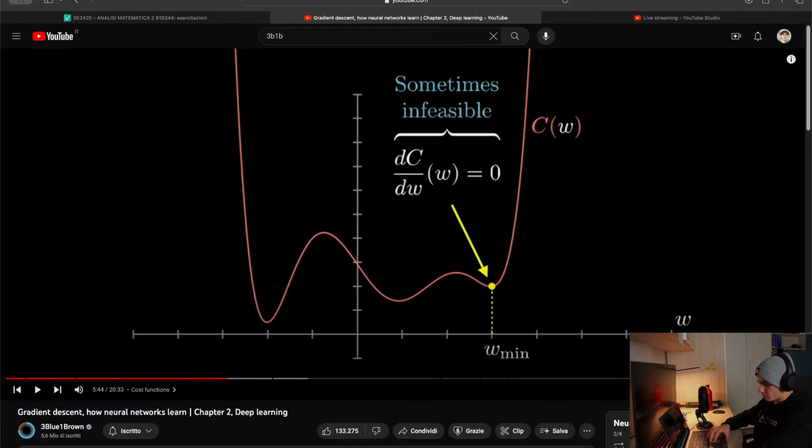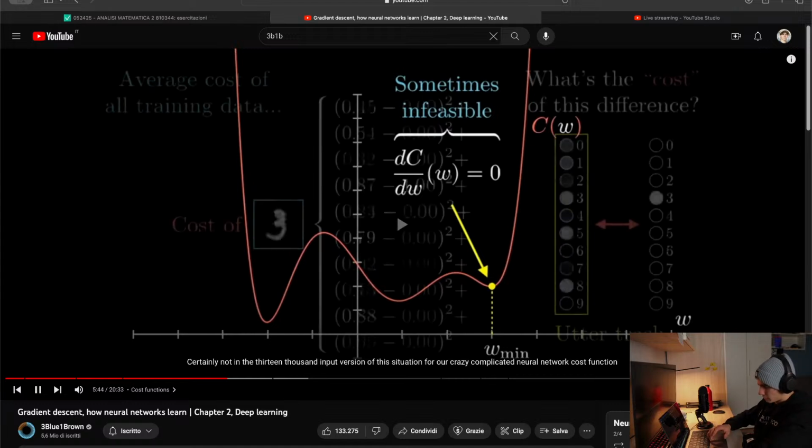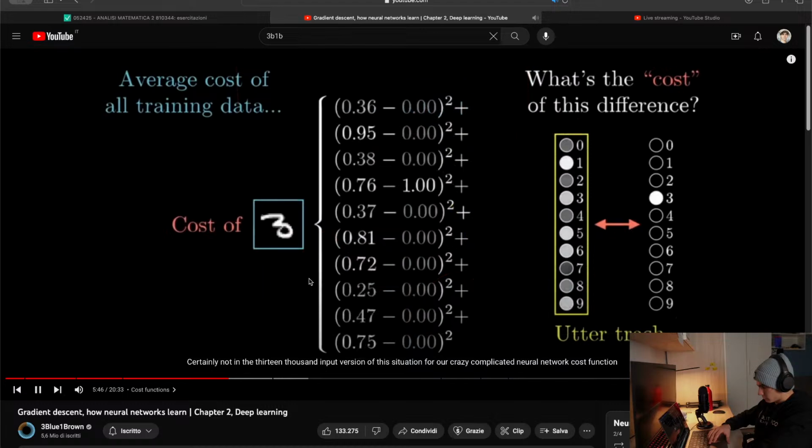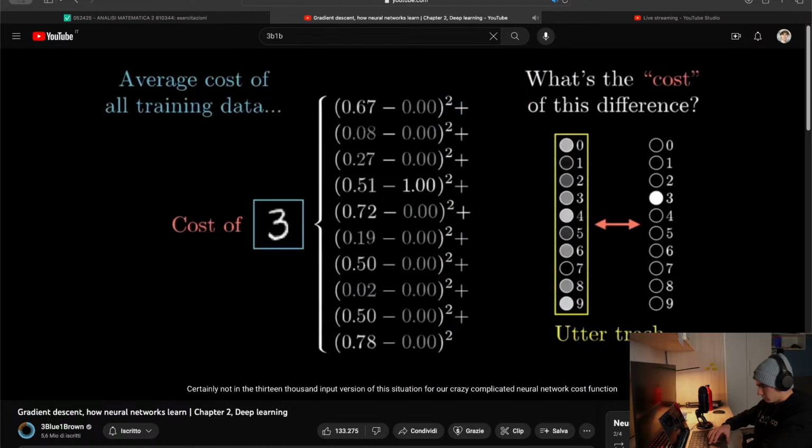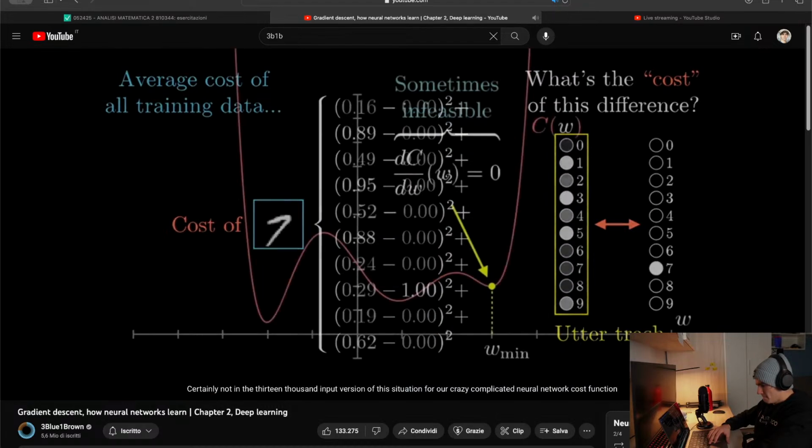Ok, ci dice che per funzioni particolarmente complicate la derivata si annulla, cioè in questo caso per funzioni che si annullano più volte, la cui derivata si annulla più volte, ci sono più minimi e più massimi. Certainly not in the 13,000 input version of this situation for our crazy complicated neural network cost function.